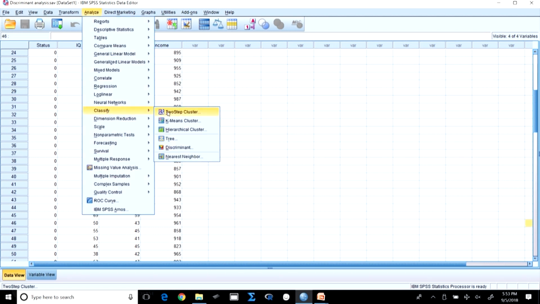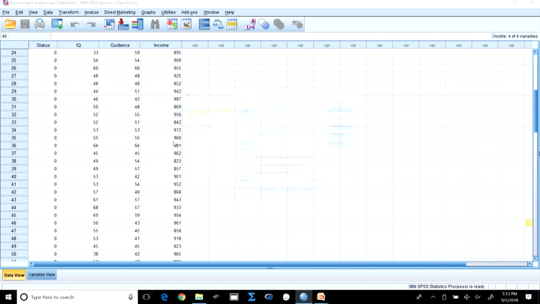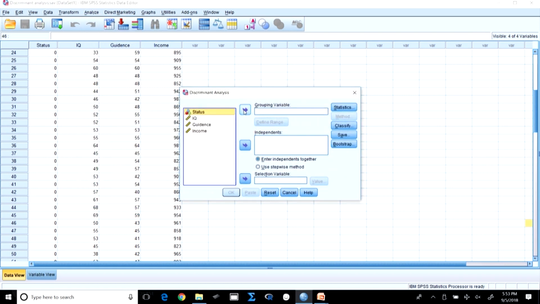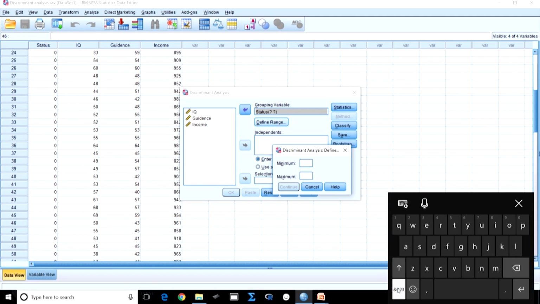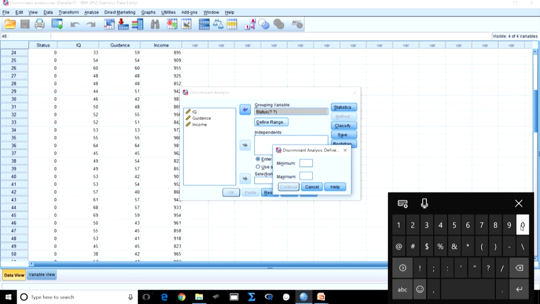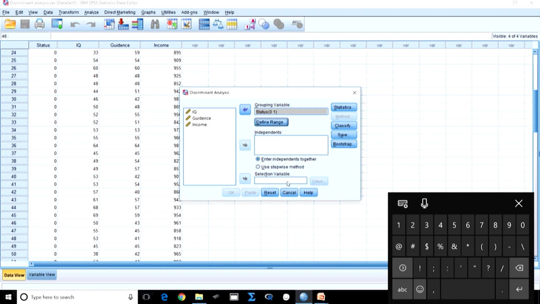Go to classify, because it is a classification technique. So, discriminant. What is my grouping variable? Status. What is the range? Minimum is 0 and the maximum is 1. Continue. Now, what are the independent variables? I am taking all the 3, guidance, sorry.